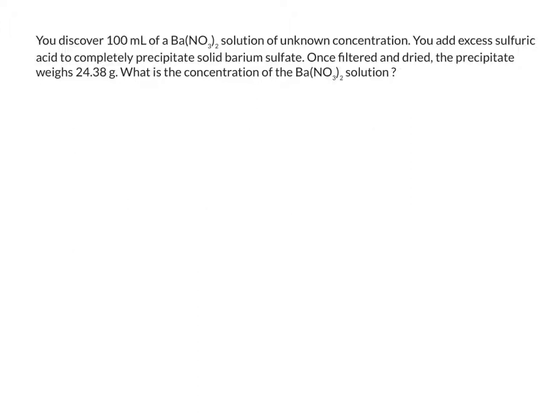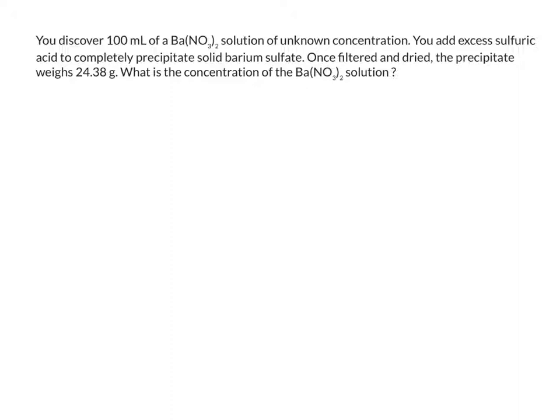Okay, so our first problem is focusing on concentration. It says you discover 100 milliliters of barium nitrate solution of unknown concentration. You add excess sulfuric acid to completely precipitate solid barium sulfate. Once filtered and dried, the precipitate weighs 24.38 grams. What is the concentration of the barium nitrate solution?